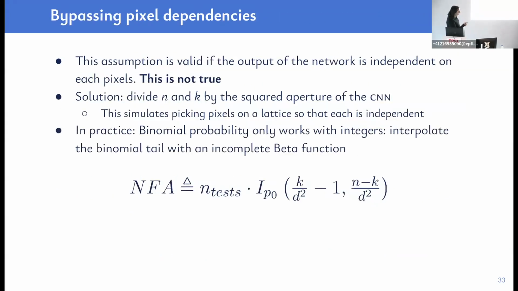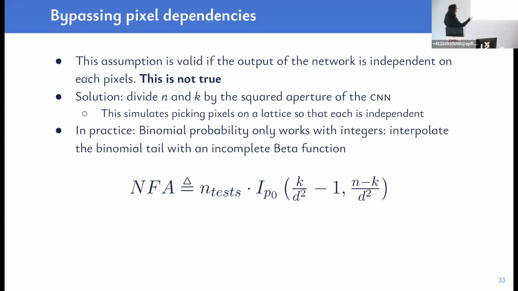The assumption about the background hypothesis I made requires the outputs of the network on the pixels to be independent. But I'm using a neural network, and the outputs are not really independent because they will use neighborhoods. So the solution here is to divide the number of correctly and incorrectly detected and total tested pixels by the aperture of the neural network, squared because I'm looking at both directions. This actually simulates picking pixels on a lattice, as if I downsampled the results to make sure each pixel were really independent.